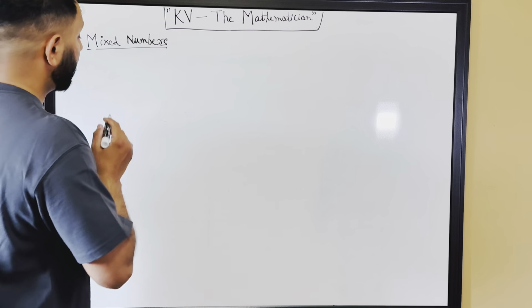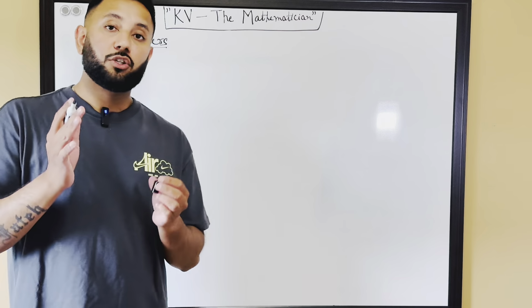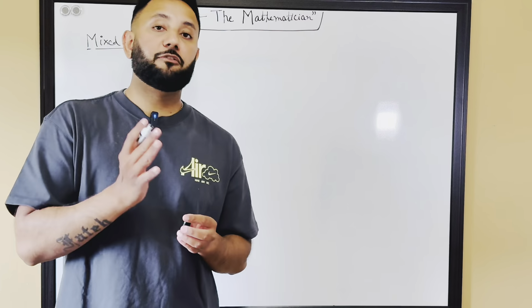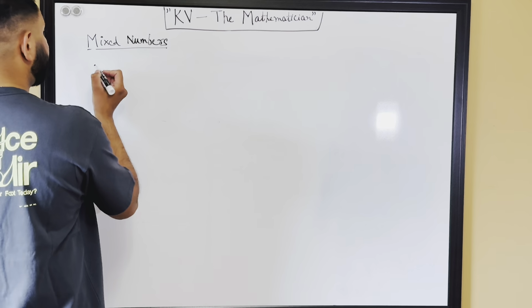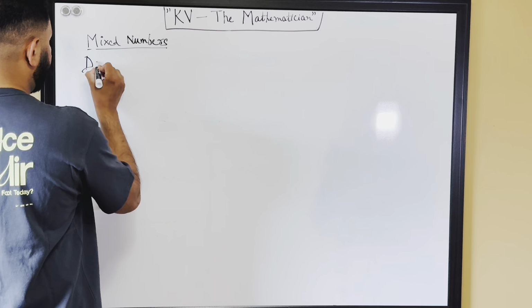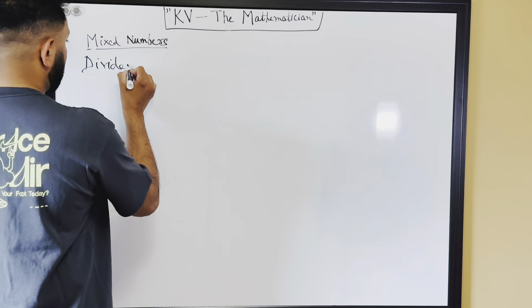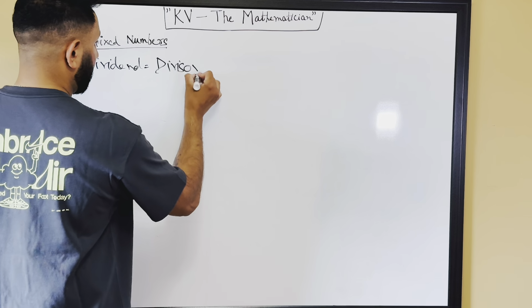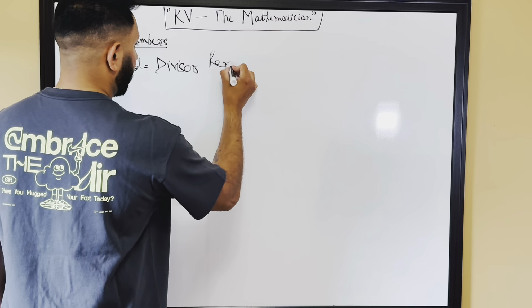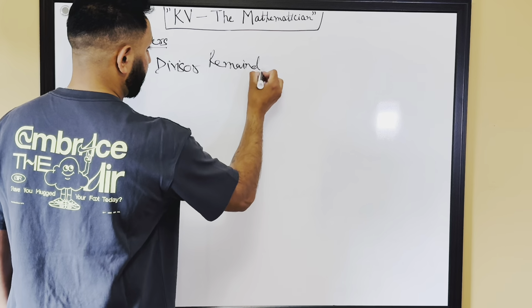So the mixed numbers are the numbers that we can express in quotient, dividend, divisor, and remainder form. And the basic template for expressing the mixed numbers is: dividend is equal to divisor, remainder over, quotient.